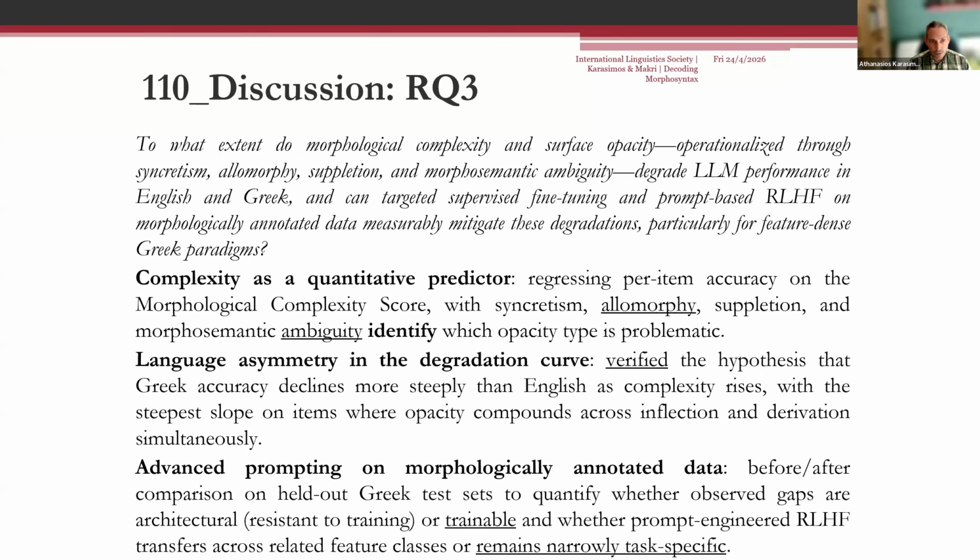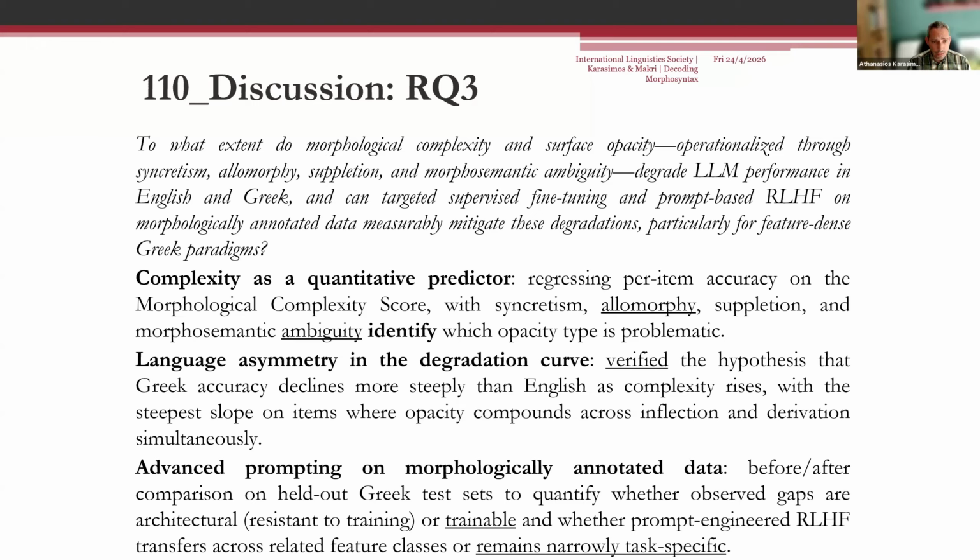And for the third research question, we saw that complexity was a quantitative predictor. So regressing per-item accuracy on our metric system, usually syncretism, allomorphy, suppletion, and morphosemantic ambiguity identify the problematic cases, mostly allomorphy and ambiguity.